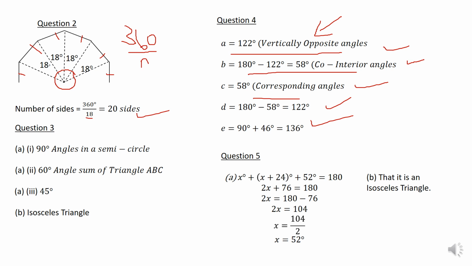Question 5, if you had a look at it, you will also realize that if you add up all the three angles of the triangle, again, they should give you 180 degrees. Simply create that equation and then you solve the equation. And you also realize that you are dealing basically with an isosceles triangle because of that fact, if you look closely at the drawing.